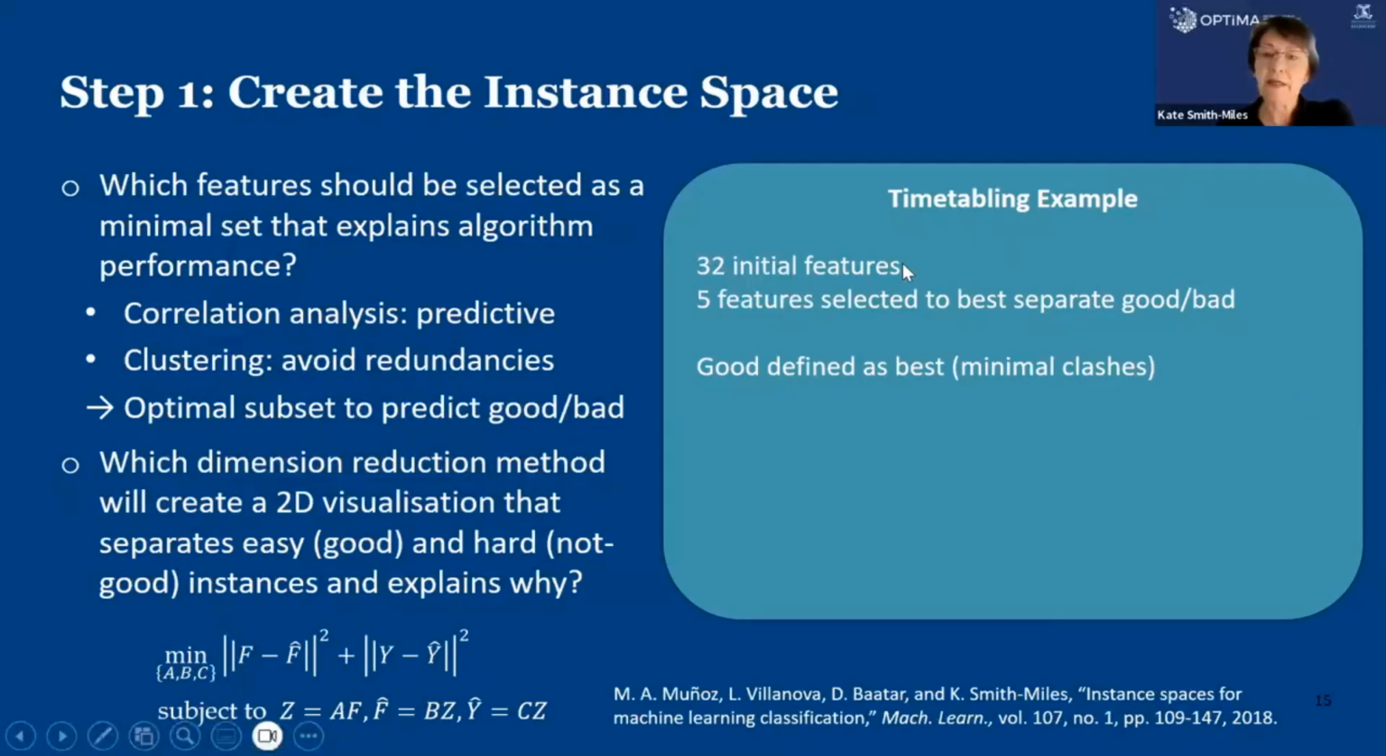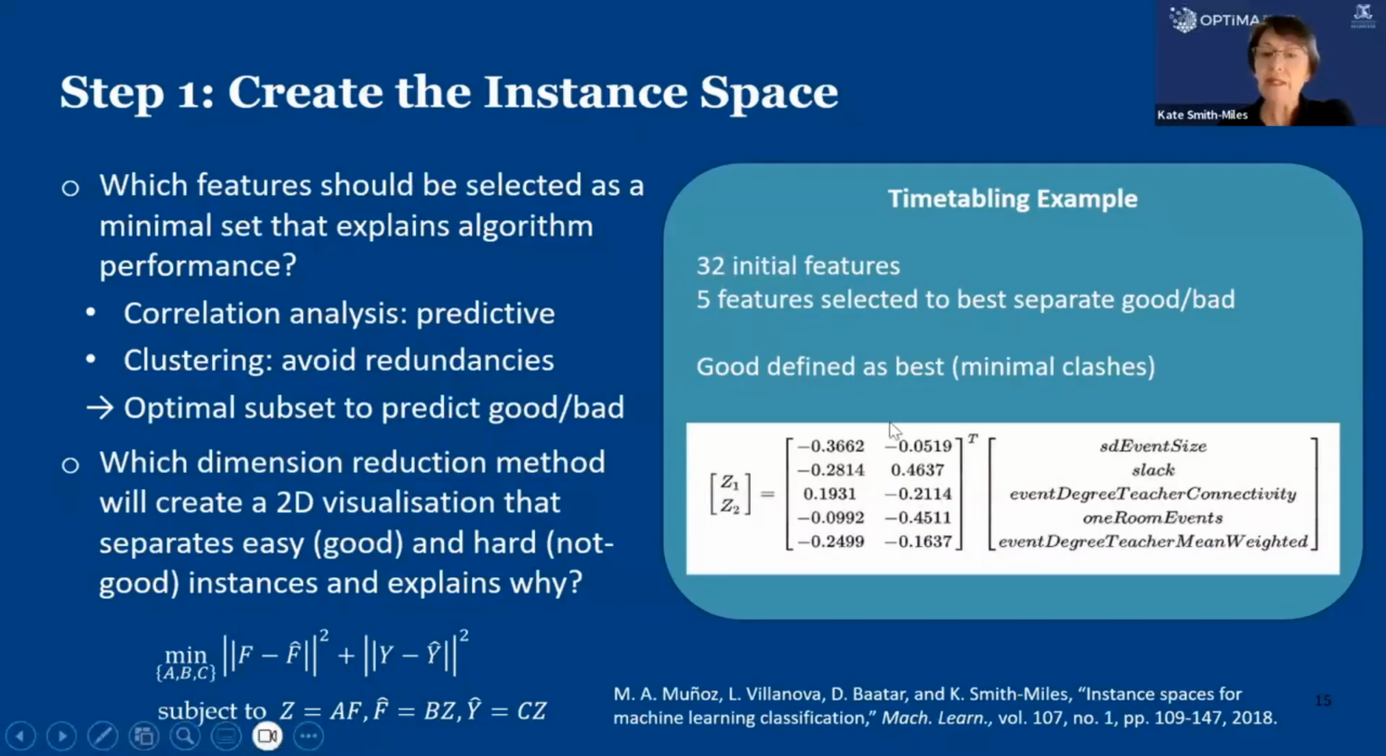So the Matilda tool took 32 initial features and selected 5 of them as most informative of the similarities and differences between instances and how the two algorithms will perform. We define good performance as which of the two algorithms had the better, as in smaller number of student clashes, better performance. So here's an example of the projection matrix.